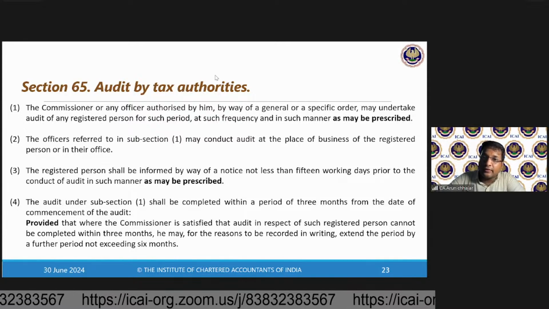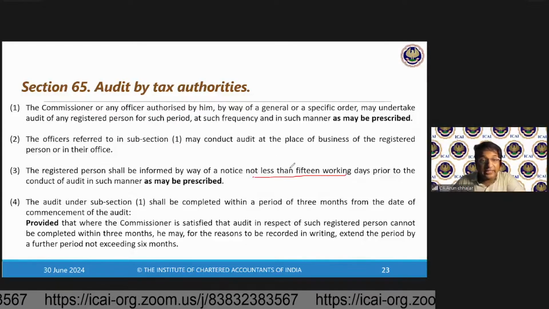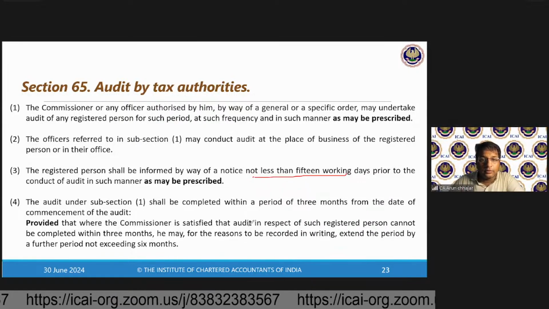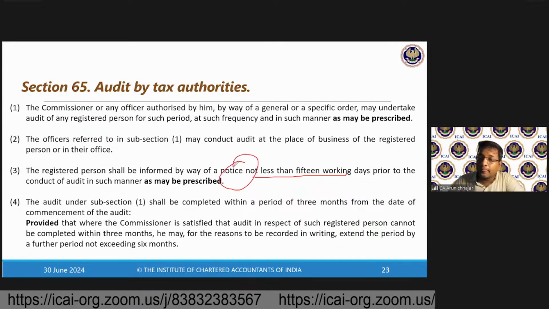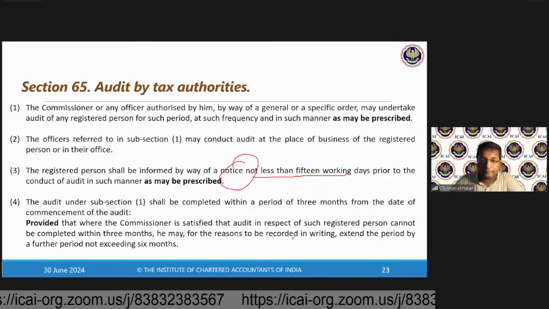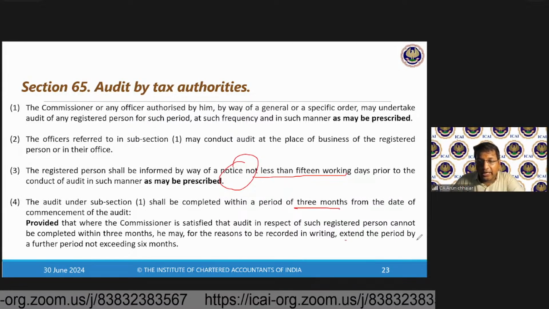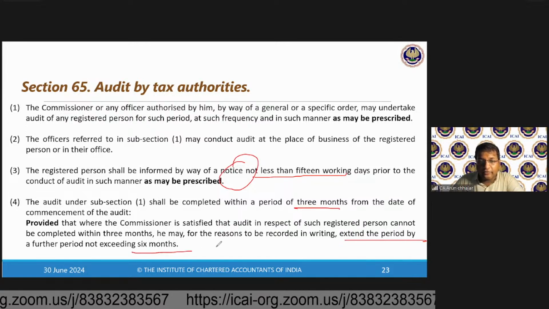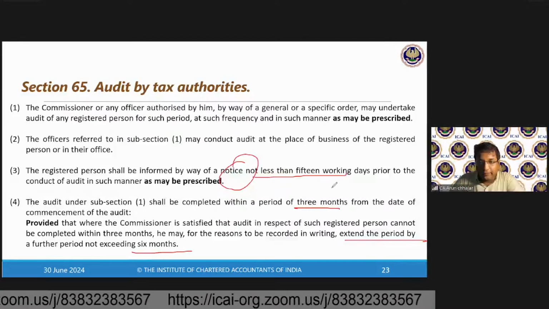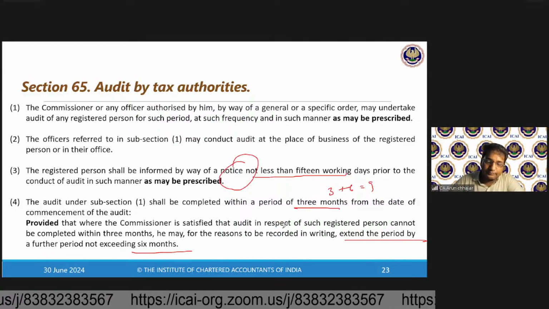The officer has to give notice of not less than 15 working days. The audit has to be completed normally within 3 months, or additionally, they can take a period not exceeding 6 months. So 3 plus 6. This is the time limit of the audit.